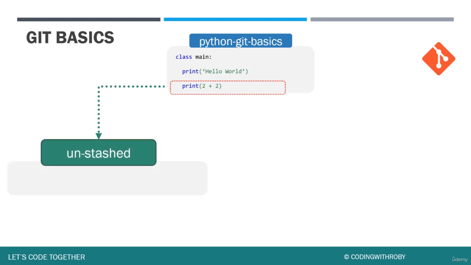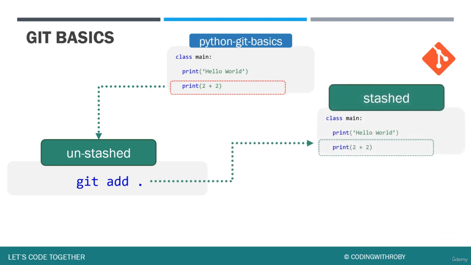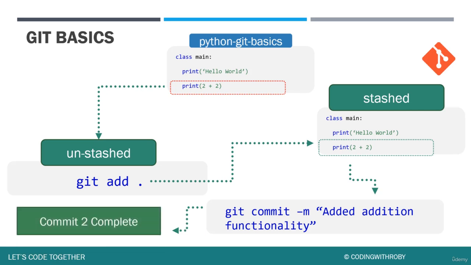Now that we added new code, our code is unstaged. Again, let's do a git add dot to stage our code changes. And now that our code is staged, we need to commit our changes. We can do this by doing a git commit -m with our message being added addition functionality. After this, our second commit is now complete. So now within our app's version control, we now have two different commits.